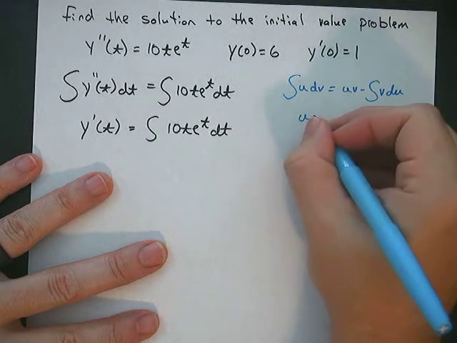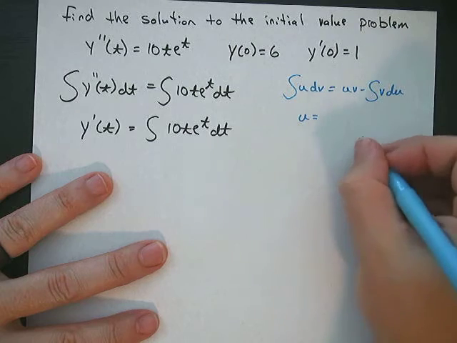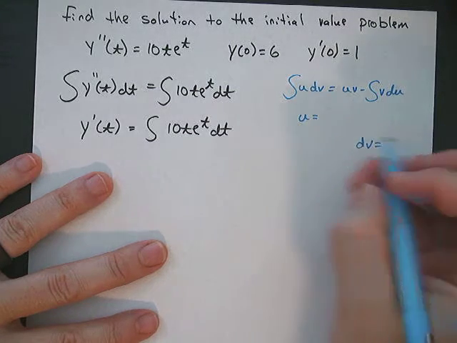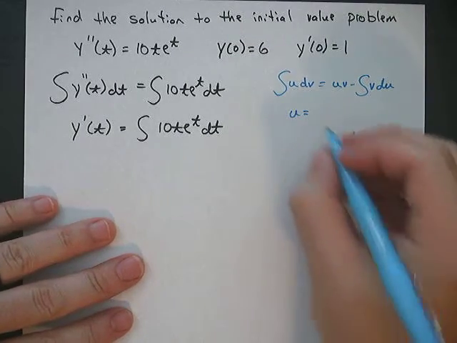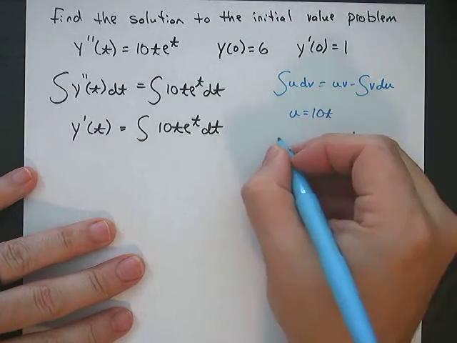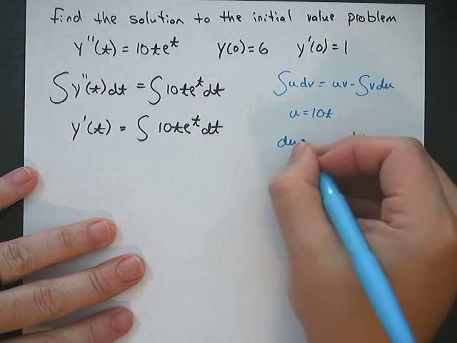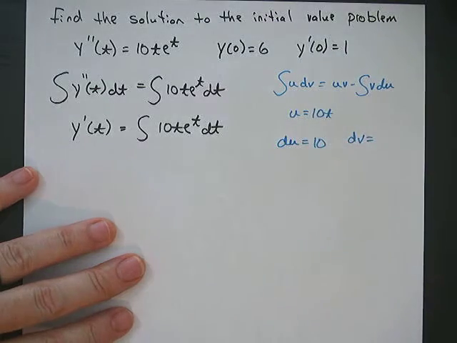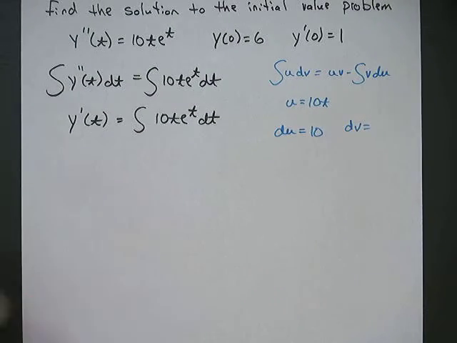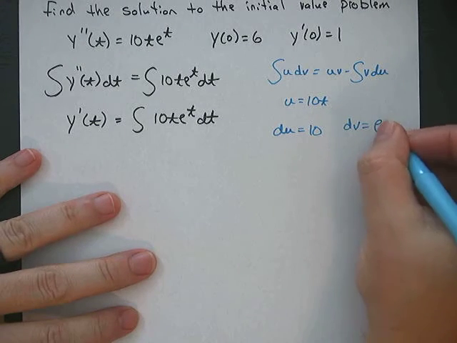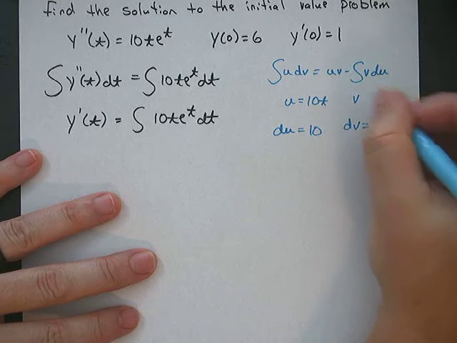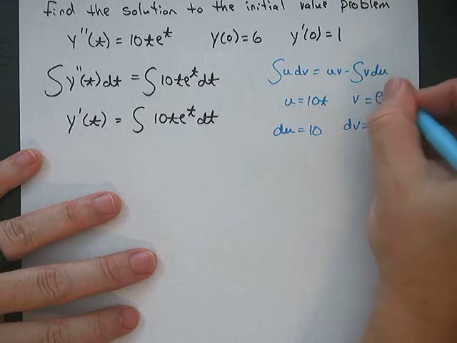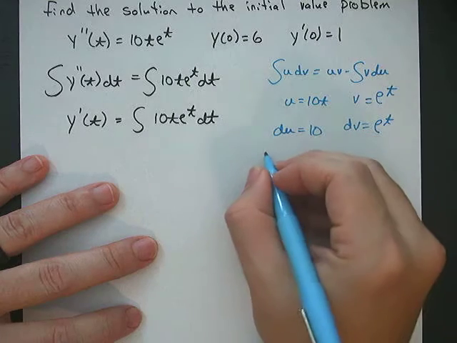So we need to figure out what our u is and what our dv is, and then we can figure out du and v. Okay, so we're going to pick our u to be 10t, and the reason for that being is because when I take the derivative of 10t, it becomes a 10, so the t goes away. The same couldn't be said if we chose e to the t. So we choose e to the t to be dv, and if you take the antiderivative of e to the t, it's still e to the t. Okay, so I'll write this over here.